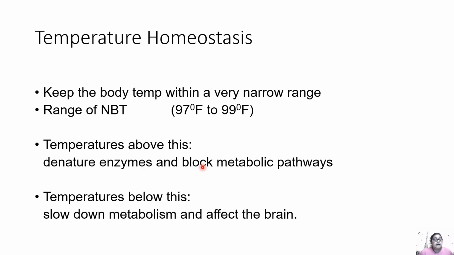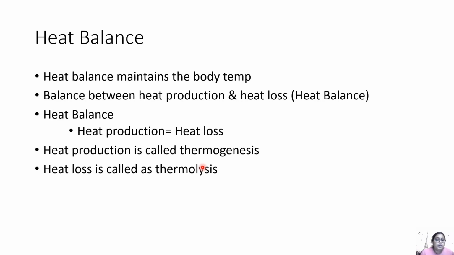If temperatures are above this, it can denature enzymes and block certain metabolic pathways. Temperatures below this can slow down our metabolism and also affect the brain. So heat balance is basically what maintains the body temperature. There's a balance between heat production and heat loss. Heat production will be almost equivalent to heat loss. Heat production is called thermogenesis, whereas heat loss is called thermolysis.